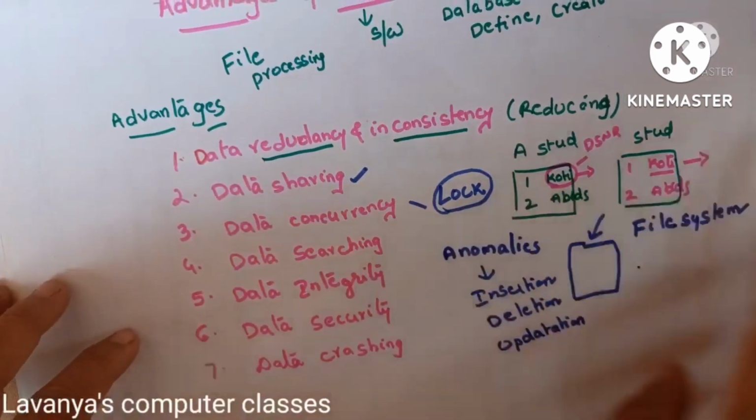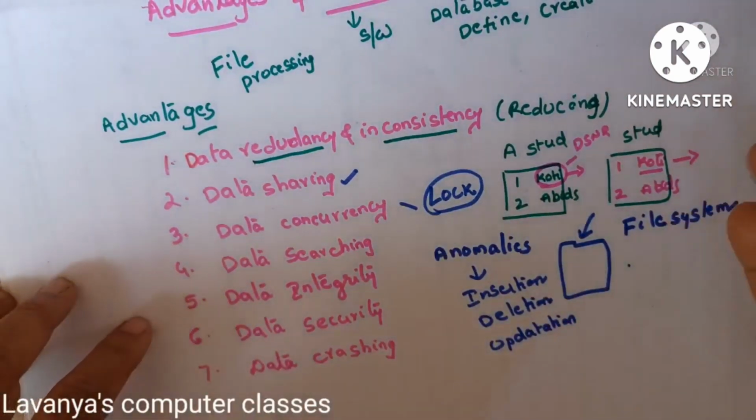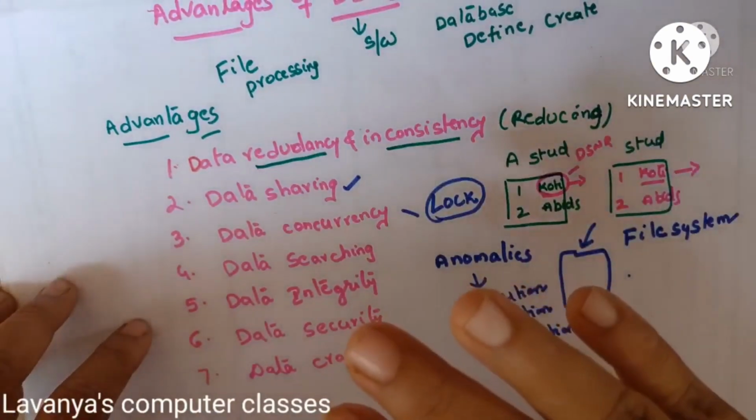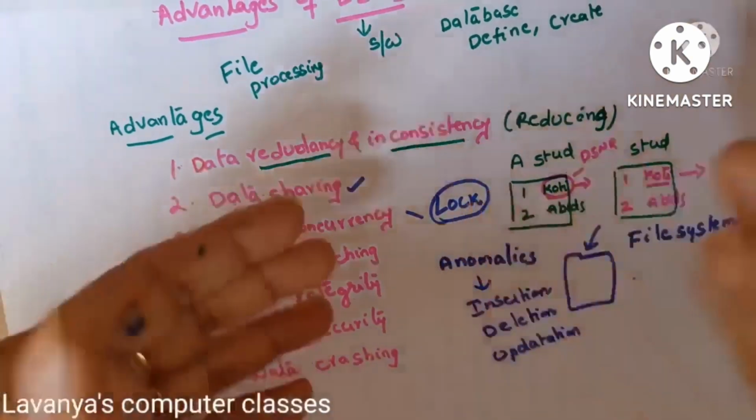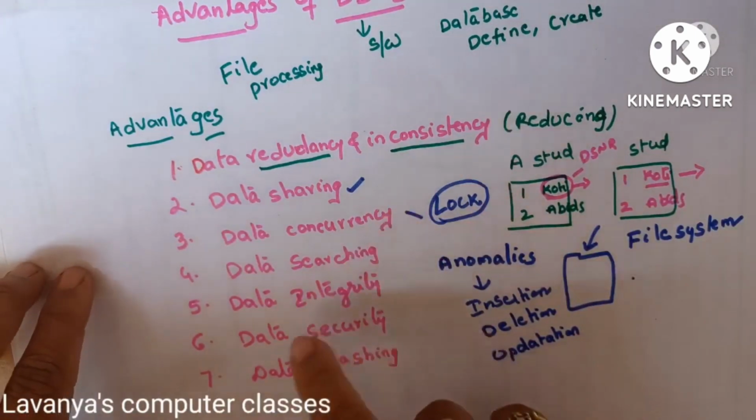Using the lock system, you can lock the database so that it is not opened by others. Once one user is over, once their work is over, then go for the second user. Like that, we can maintain the concurrency controlling techniques.